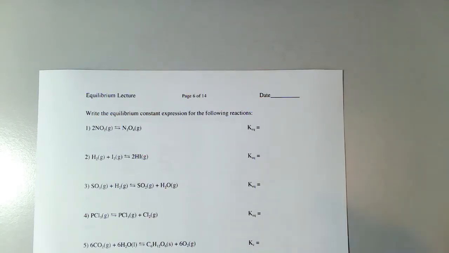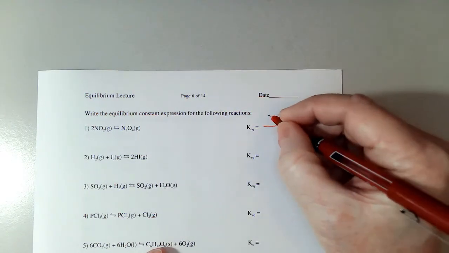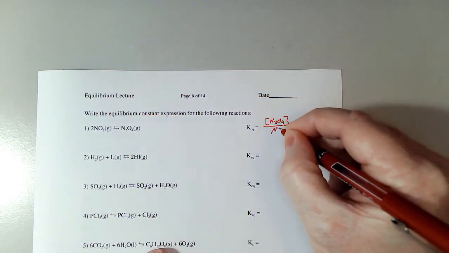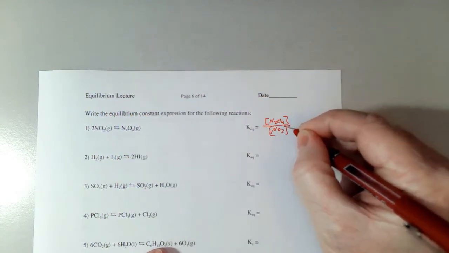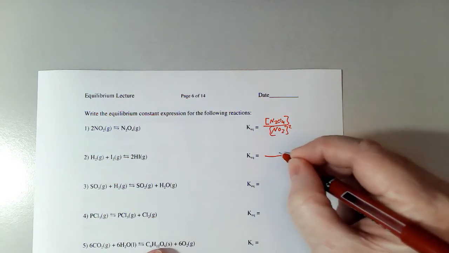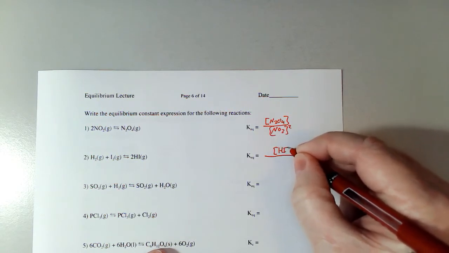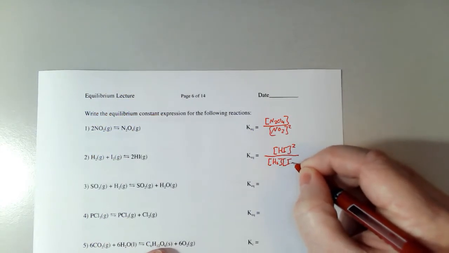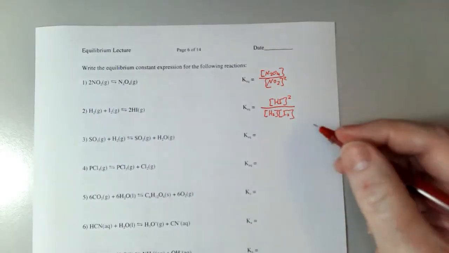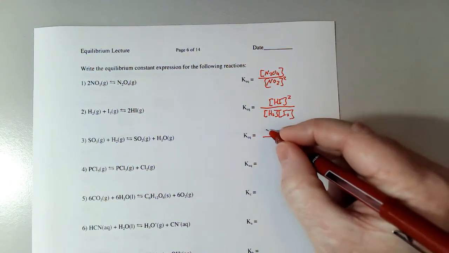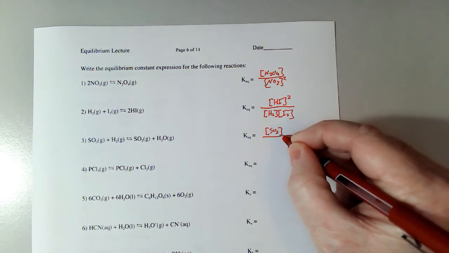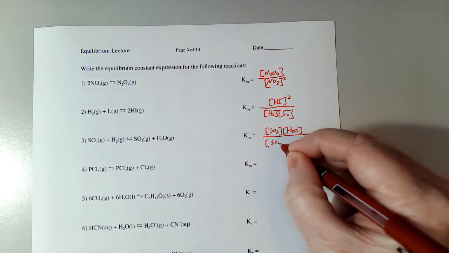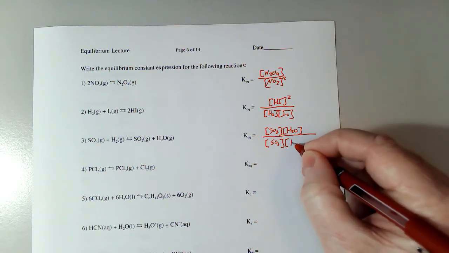So, for this reaction, we have N2O4 divided by NO2 squared. Pretty straightforward. For this second one, we have HI squared over H2 times I2. Don't think this is too hard for you. Then we have SO2 times H2O divided by SO3 times H2.